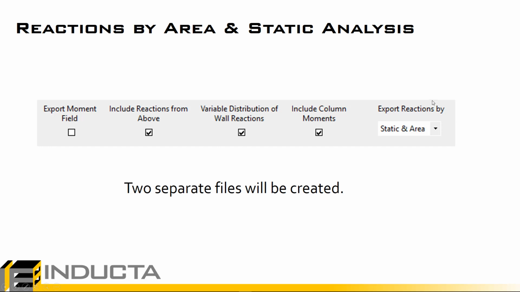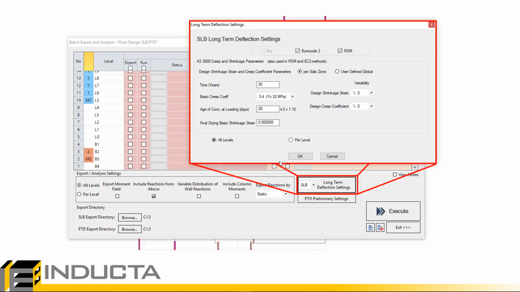And then we have another final option. We have export reactions by both static and area. So what this simply does is it will create two separate files. It will create the area reaction file as we saw from the previous slide, and then a separate file with static that will have reactions as shown in the last slide that we saw. So those are the reaction settings which are just done here.